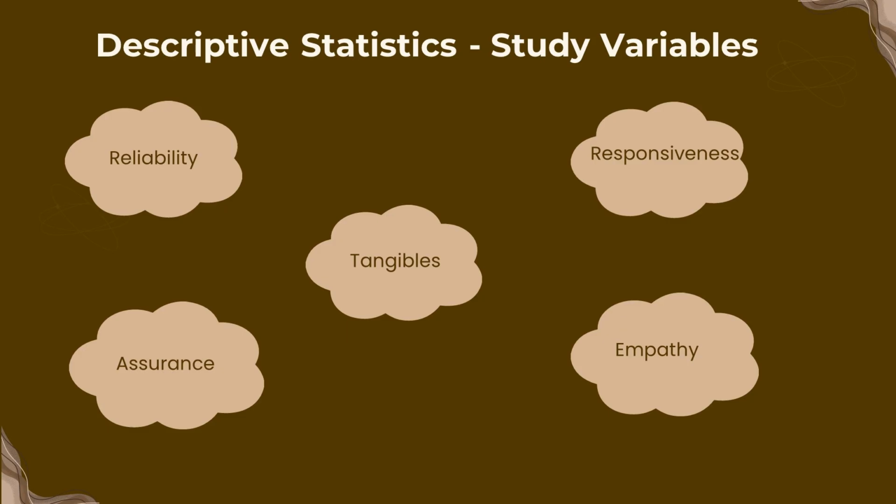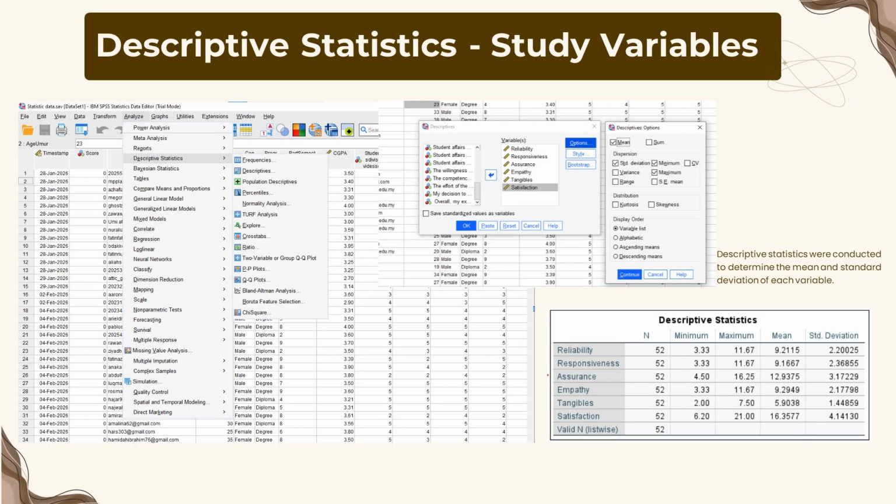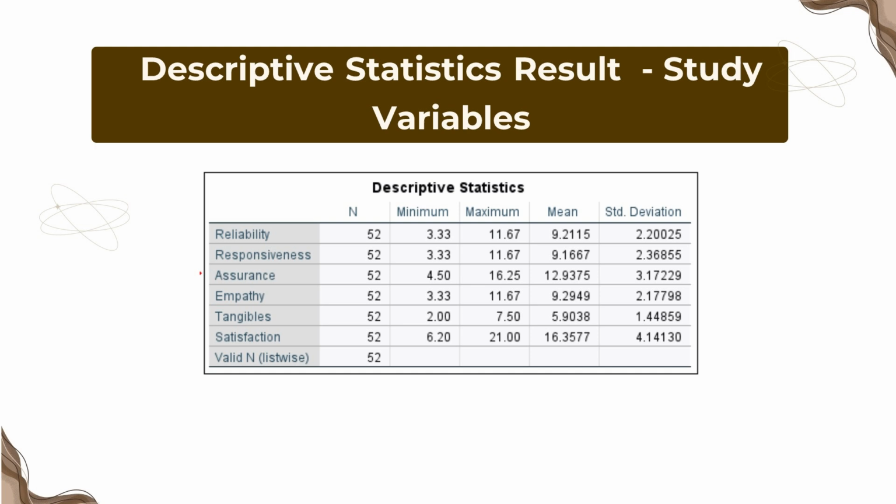This is the descriptive result of the demographic profile. The descriptive statistics of the study variables are reliability, tangible, responsiveness, empathy, and assurance. In this section, I will present the descriptive statistics of the service quality dimensions and student certification. This is the graph, and we use it to check the descriptive statistics on the right: reliability, responsiveness, assurance, empathy, tangible, and certification.